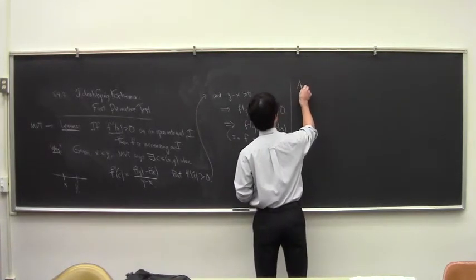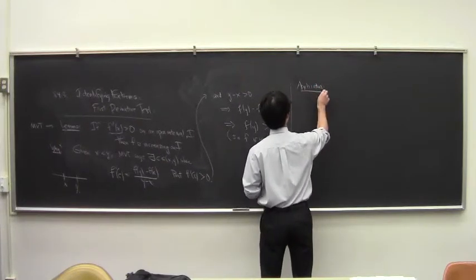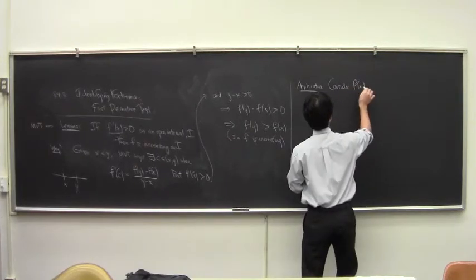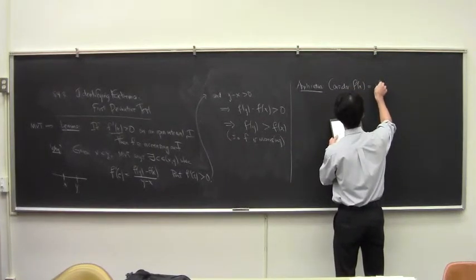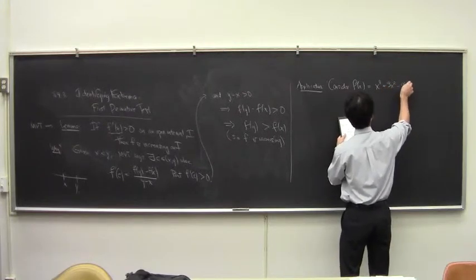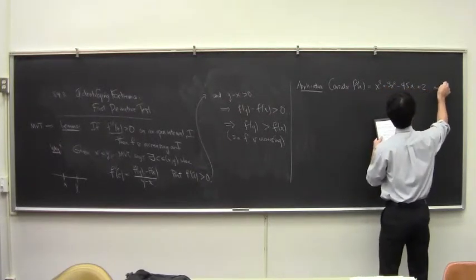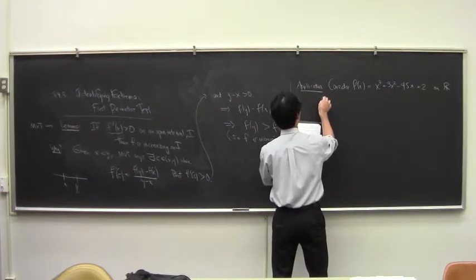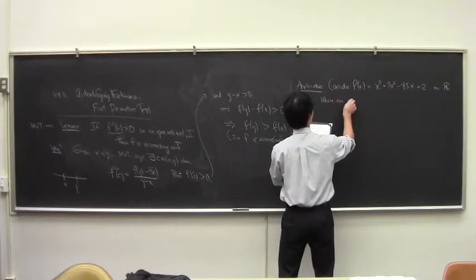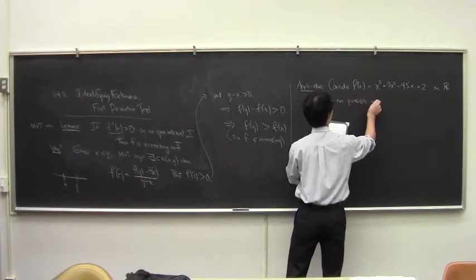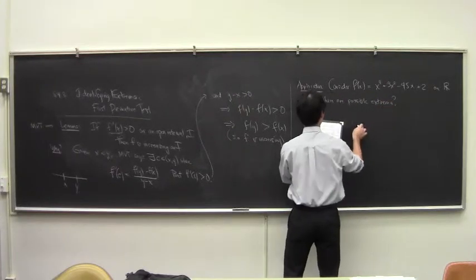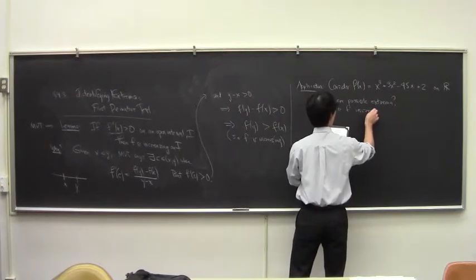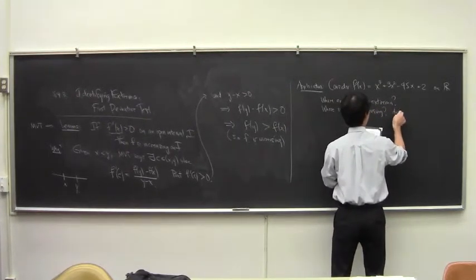So, application. Let's consider the function f of x equals x cubed plus 3x squared minus 4x plus 2 on the real line. And I'd like you to answer these questions. Where are possible extrema? Where is f increasing? Where is f decreasing?